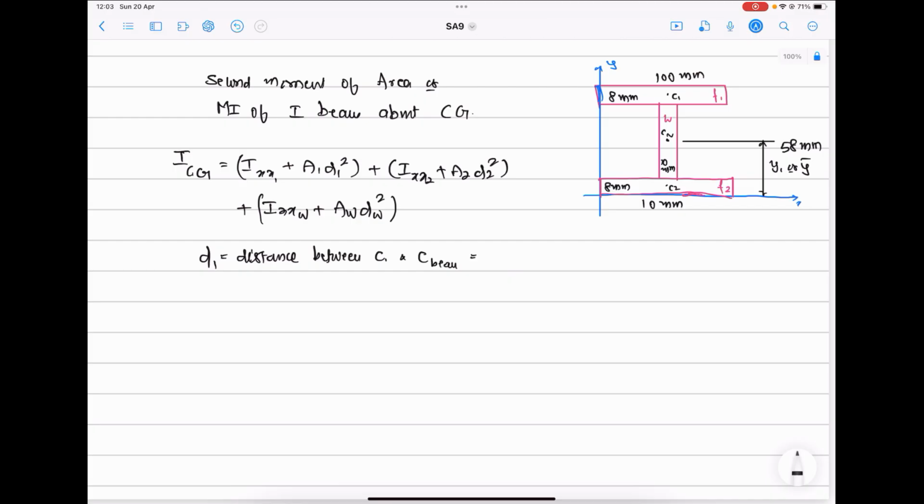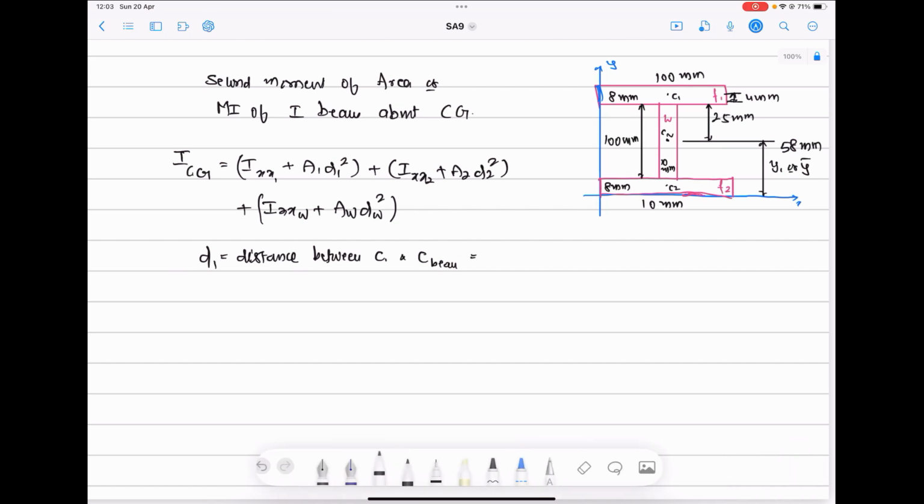That is equal to the center of gravity of this. This is 8 mm thickness, which means this is 4 mm, and because it is the center of the web, this will be 25 mm, because the total height of the beam web is 100 mm, not 28, it is 50, sorry. This is 50.